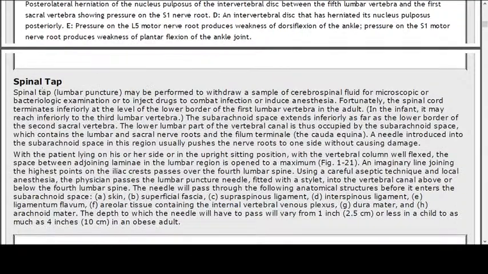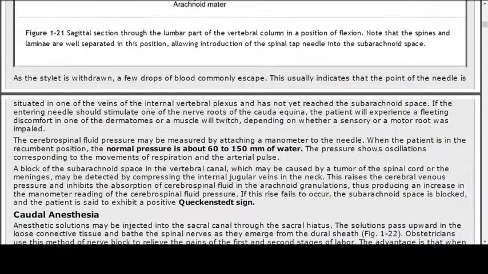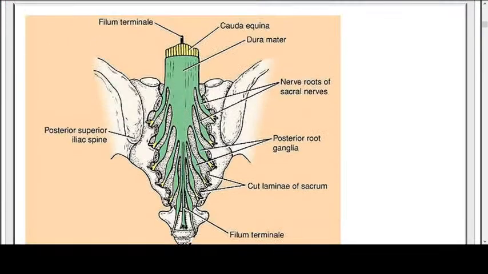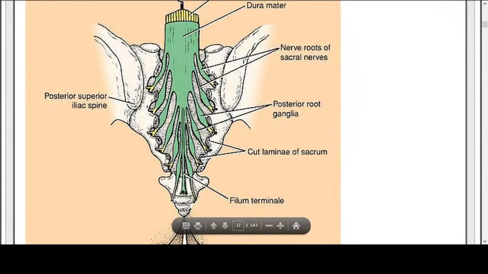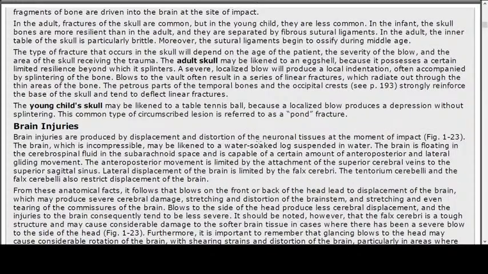Spinal tap or lumbar puncture. Okay, there's a paper about it as well in this book. Caudal anesthesia, head injuries. Okay, this one is the cauda equina. This one right here is the dura mater. The dura mater actually extends up to the second sacral vertebra, and below the second sacral vertebra the filum terminale goes. So that was also random information.